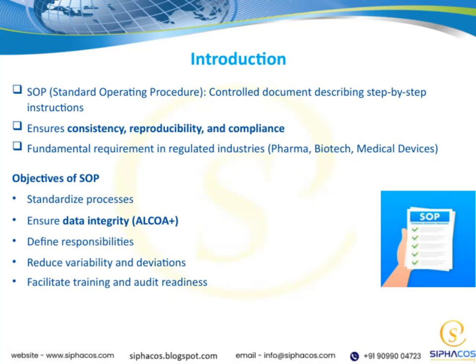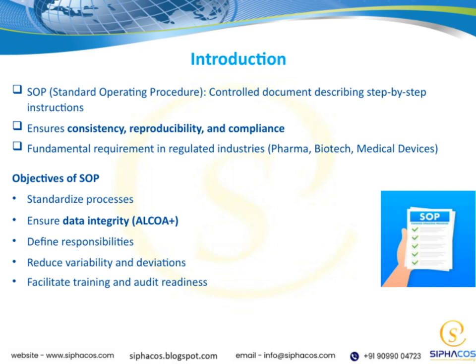Let's start by talking about what an SOP, or Standard Operating Procedure, really is. Essentially, it's a controlled document that provides step-by-step instructions for performing specific tasks. The goal here is to make sure everyone follows the same process, which helps maintain consistency across operations. It also supports reproducibility, meaning that the same results can be achieved every time, and it ensures compliance with regulatory requirements. This is especially critical in regulated industries like pharmaceuticals, biotech, and medical devices. In these fields, following proper procedures is not just best practice, it's a fundamental requirement to ensure safety and quality.